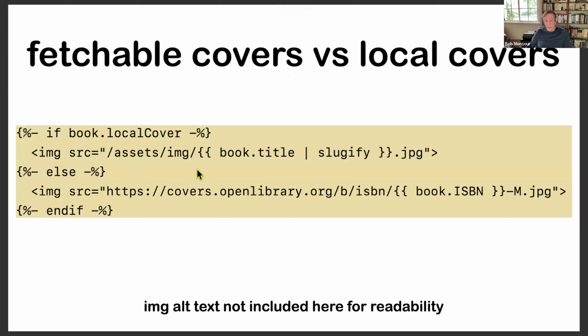And if it's not a local book cover, I go to Open Library, which has a really simple way to construct the images. You can get a small, medium, or large. There's a base URL, and you attach the ISBN number, depending on the size you want. Here I'm using a medium-sized image. There's alt text in this, but I didn't include it here because it made the code look a lot messier. But it is there, so don't shoot me.